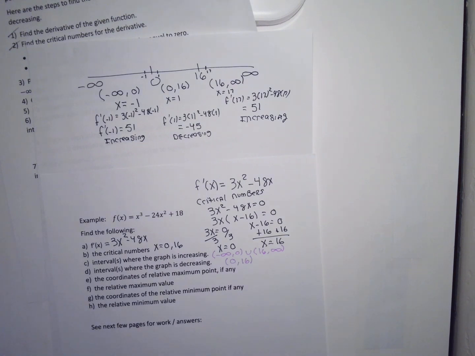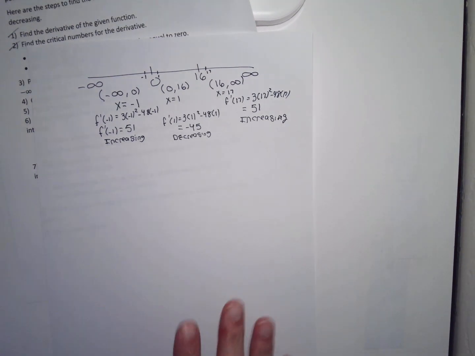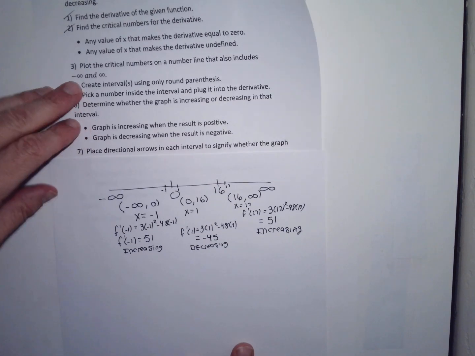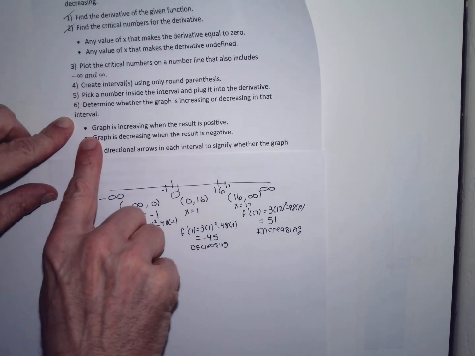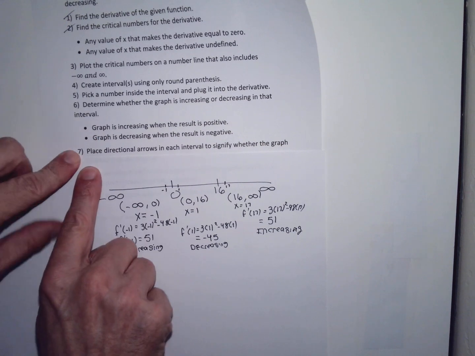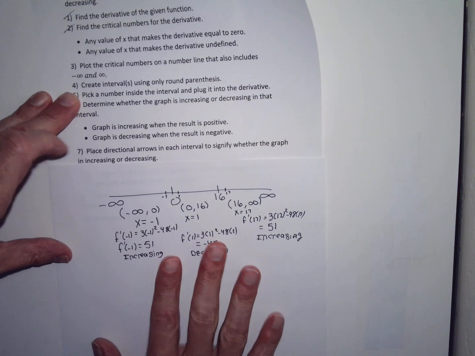The 0 and 16 are either the x-coordinate of a maximum point or the x-coordinate of a minimum point. So to answer the rest of these, I'm going to need to get some y values because I only have x values. And I need to know if I have a maximum or a minimum point, and this is real easy to tell. So moving on to my work right here, I've determined if the graph is increasing or decreasing. I'm done with my step 6. Now I'm going to place directional arrows in each interval to signify whether the graph is increasing or decreasing.